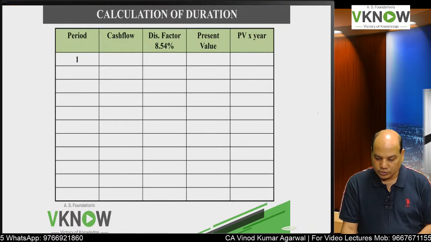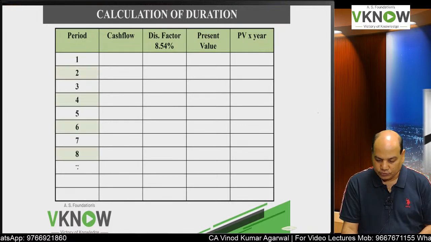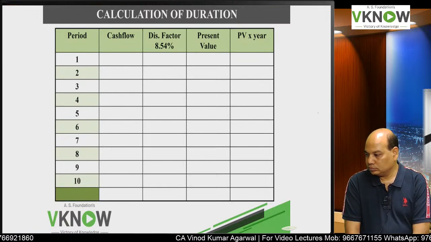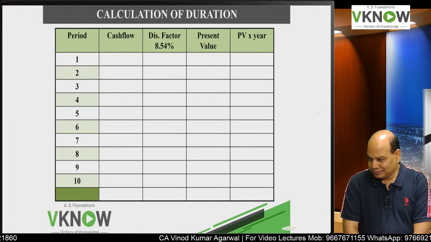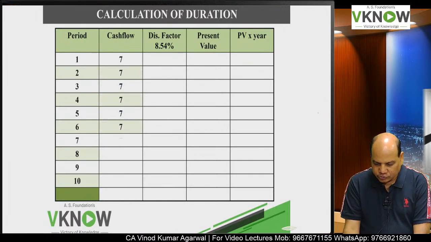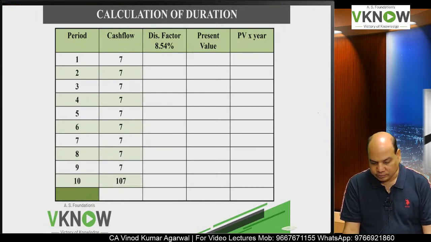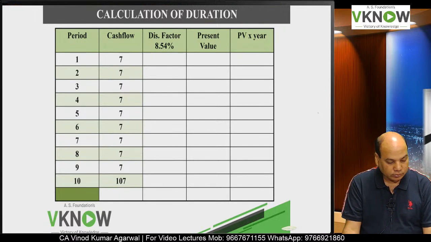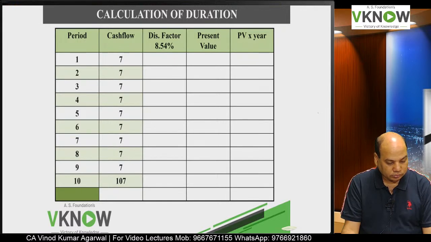Solve. First you write down period 1, 2, 3, 4, 5, 6, 7, 8, 9, 10. Cash flow will be 7 each time, and in the last year 107.